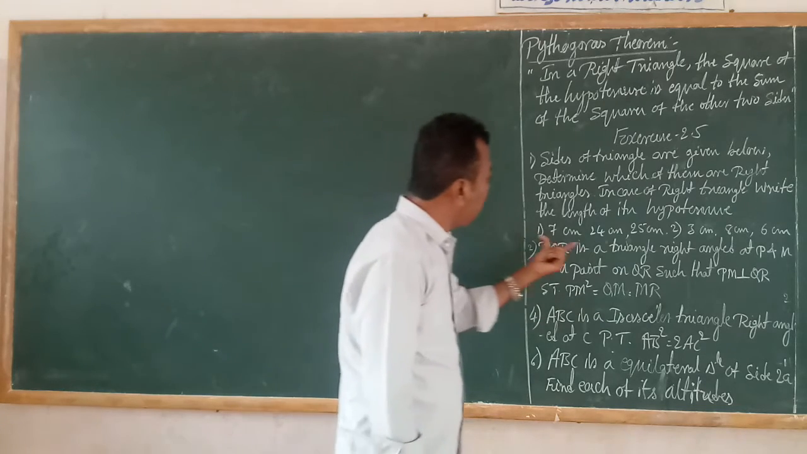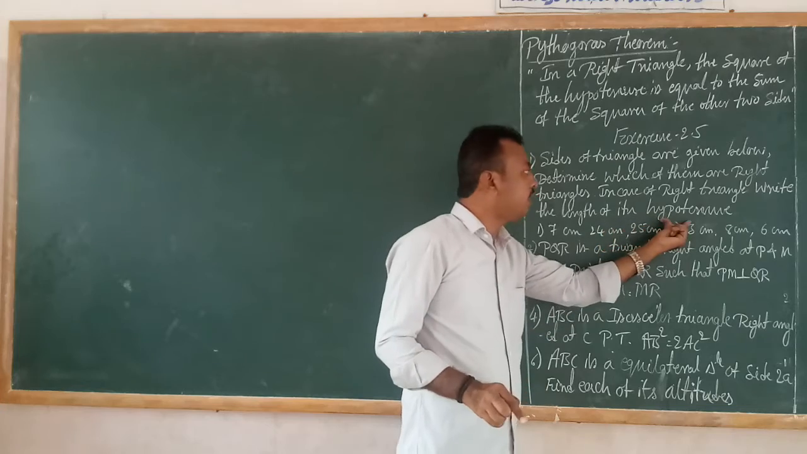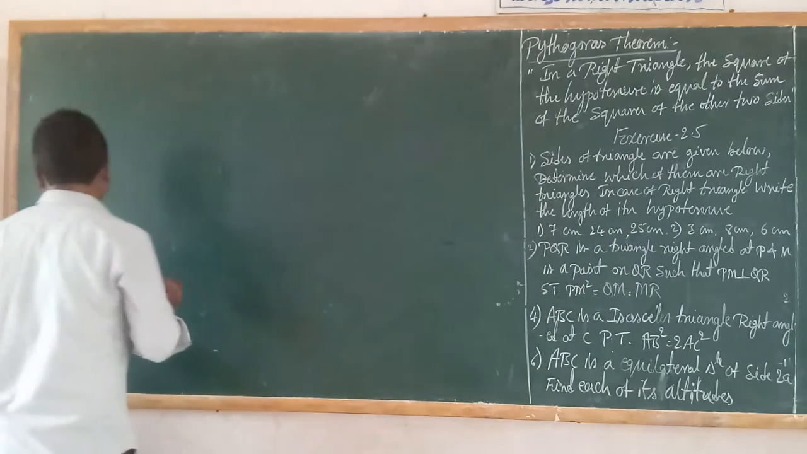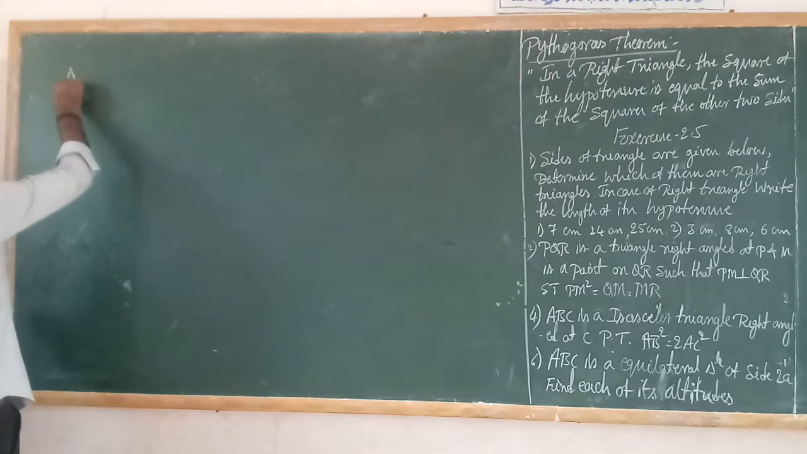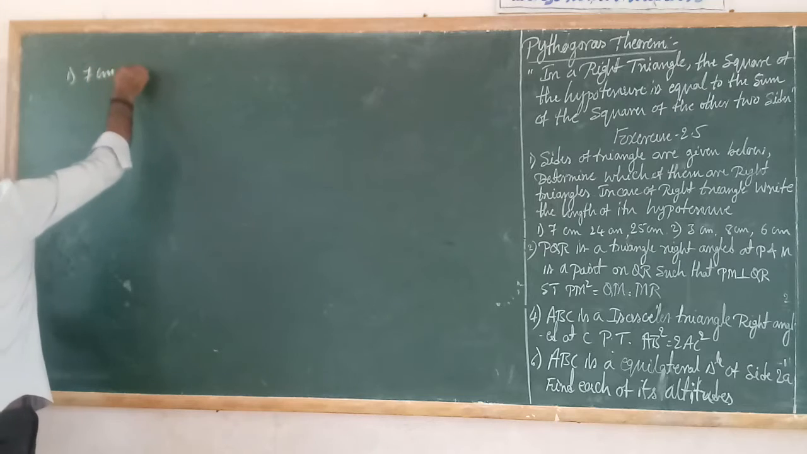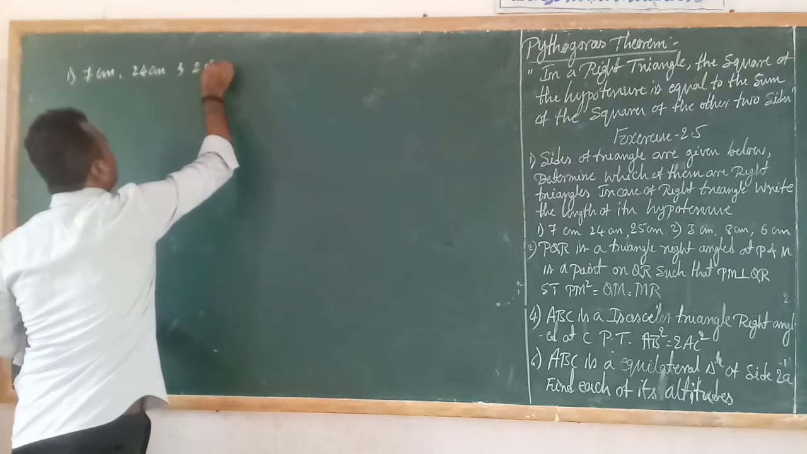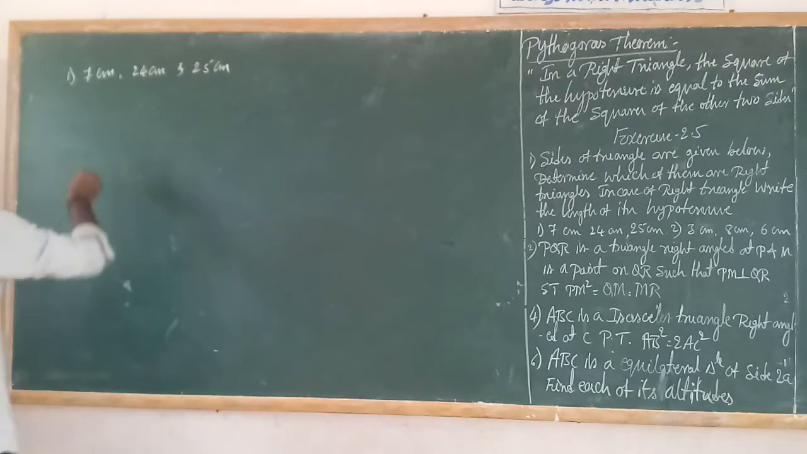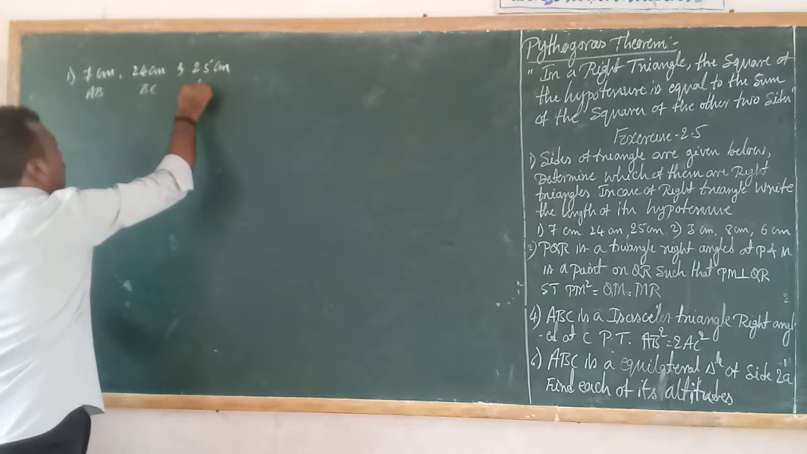If these sides are the right angle triangle sides, then we have to calculate the hypotenuse. So let us check how it is. These sides are right angle triangle or not. So first one, 7 centimeter, 24 centimeter, and 25 centimeter. Correct? Okay. So this is AB, this is BC, and this is AC.